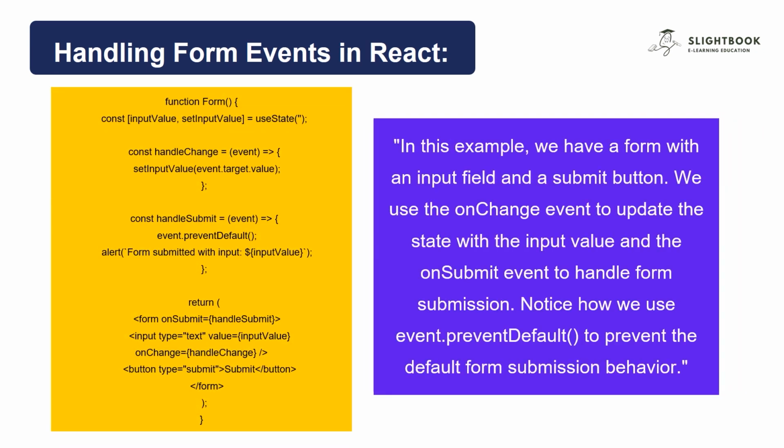Handling form events in React. In this example, we have a form with an input field and a submit button. We use the onChange event to update the state with the input value and the onSubmit event to handle form submission. Notice how we use the event.preventDefault function to prevent the default form submission behavior.